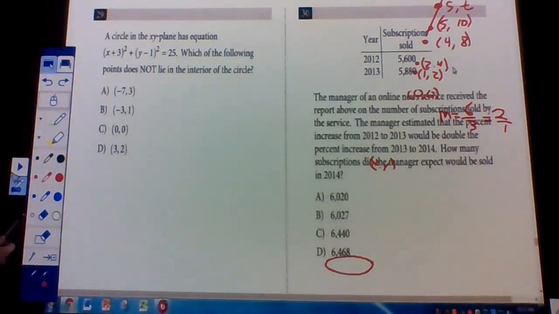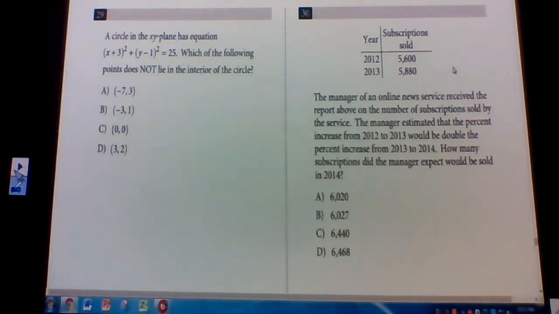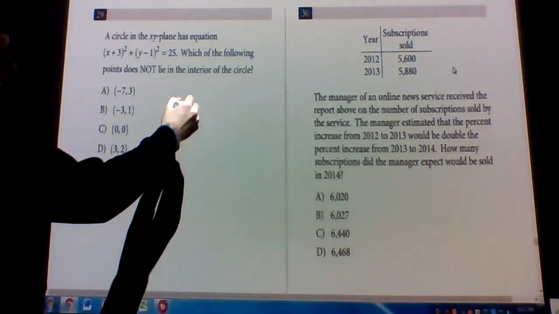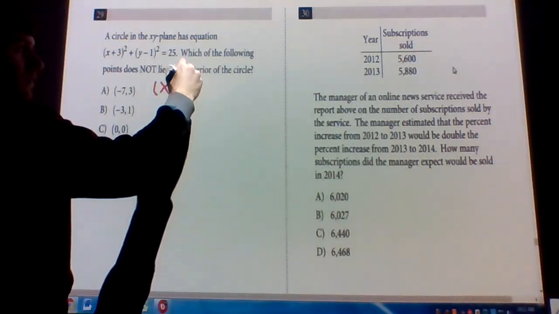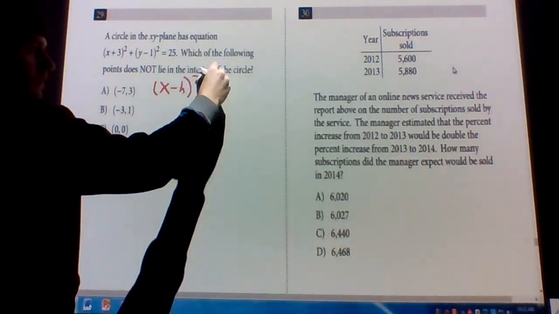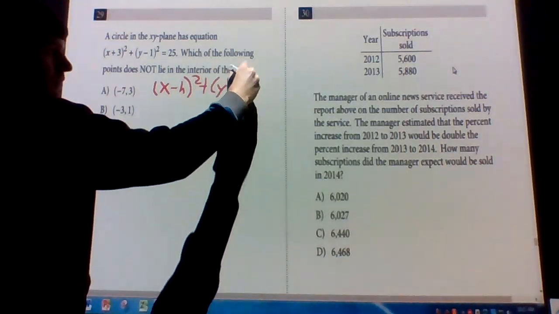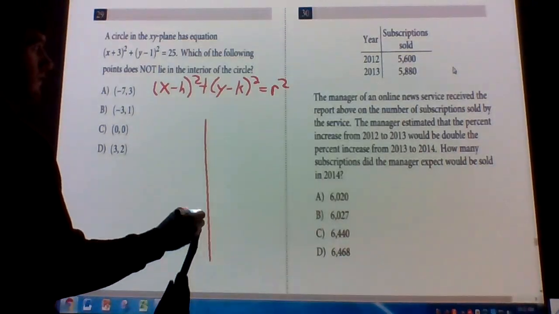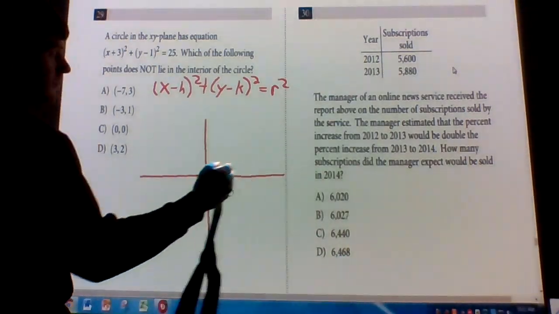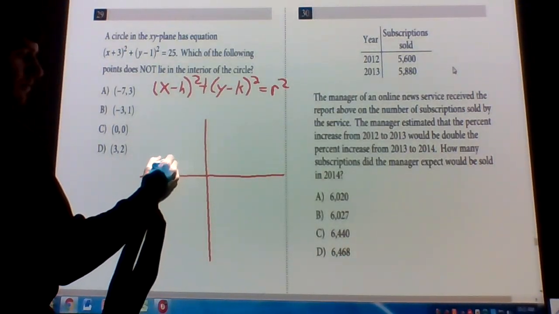All right, so we never got to circles. So a circle in the XY plane is given by the equation. Which of the following is not in the interior of the circle? So basically, your formula is x minus h squared plus y minus k squared equals r squared. Okay, so your vertex here is going to be negative 3, 1.